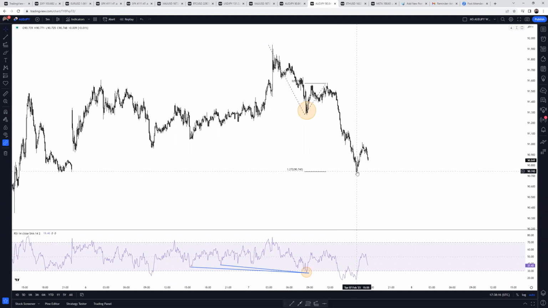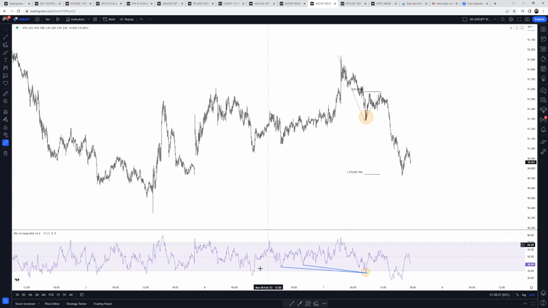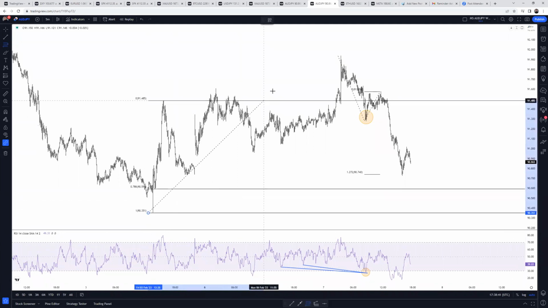Look at the reaction to this point. Sorry, that's a 1.272 Fibonacci projection. Why? If you read Scott Carney's work on AB equals CDs, he terms this an AB equals CD alternate pattern. Look at the pinpoint accuracy here. It boggles my mind sometimes how accurate these can be.